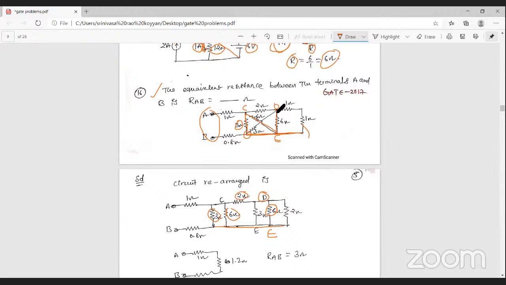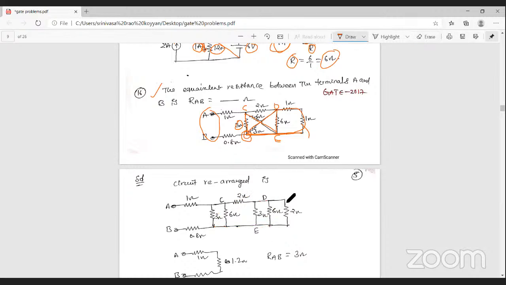Also this D to E point. These two are in series, so add the 2 ohm resistance. This node is also E now. So that is D to E, a 3 ohm resistance. So the network can be rearranged like this, and you can easily identify which elements are parallel and which are series.